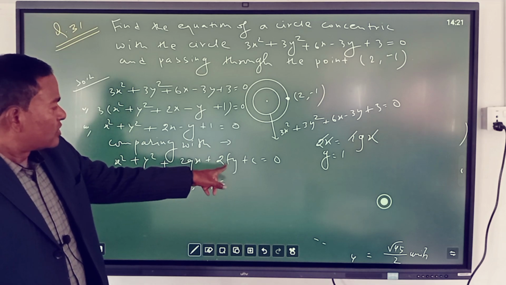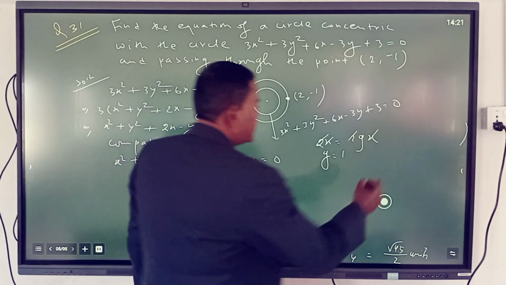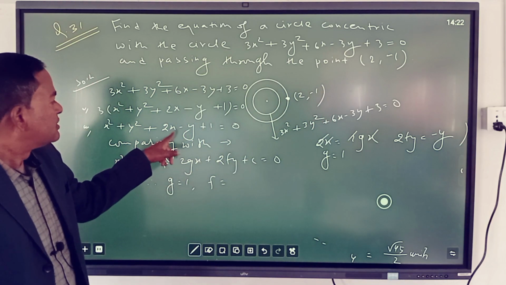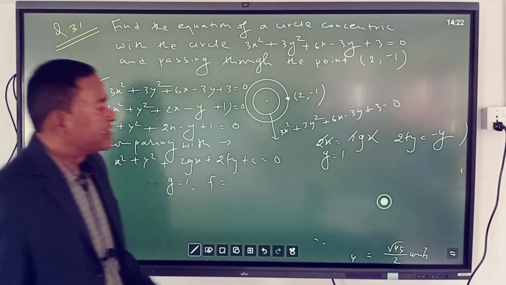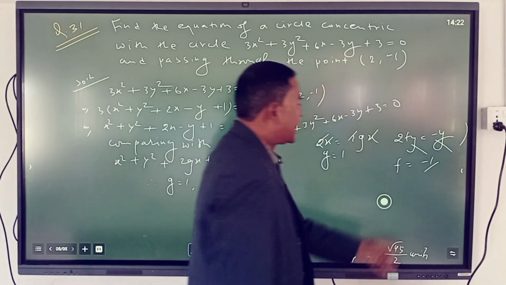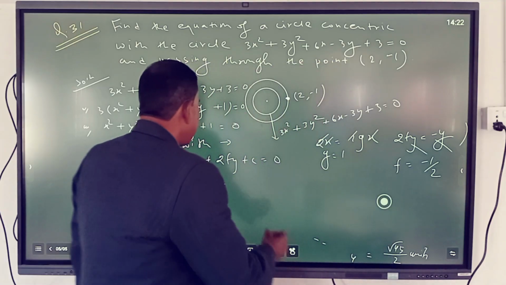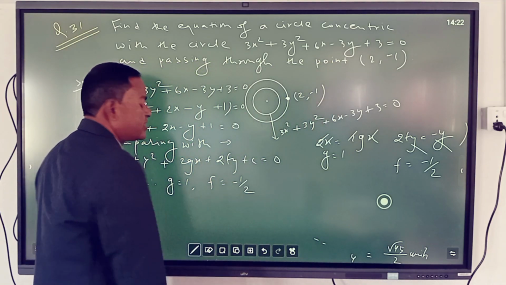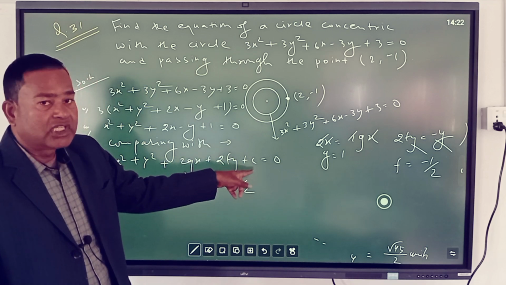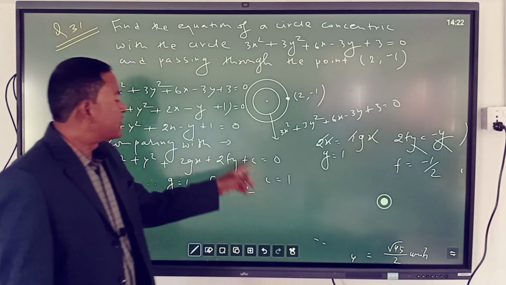Let's compare the term containing y. That means let's compare 2fy and minus y. Dear students, if we compare 2fy and minus y, then y will cancel and the value of f will be minus 1 divided by 2. So the value of f we have got is minus 1 by 2, and if we equate the constant term, then we get the value of c equal to 1.